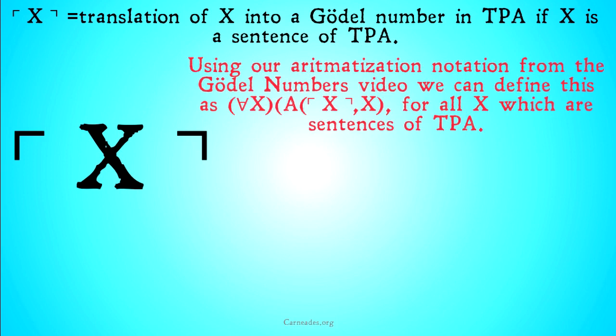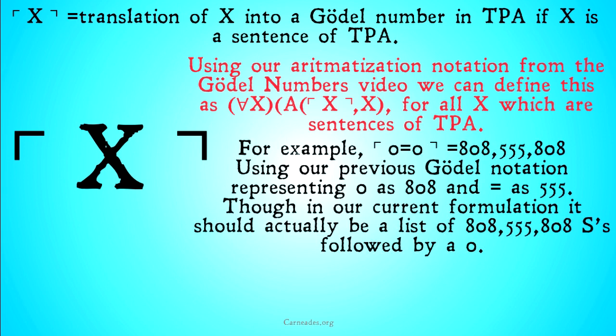So, using our arithmetization notation from the Gödel numbers video, we can define this as basically, for all X, any statements in our meta language or TPA, the arithmetization of x is that x in the square brackets. Basically, the square brackets translate whatever's inside them to a Gödel number for all x which are sentences of TPA.